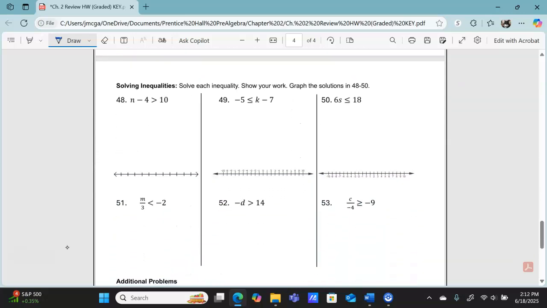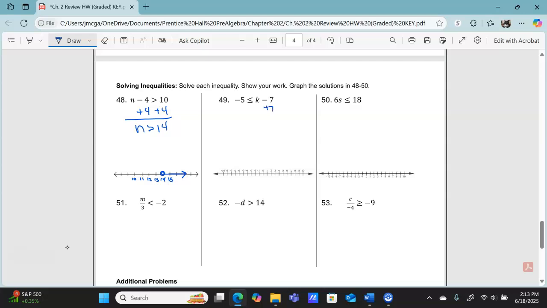Then solving inequalities. Remember that when we solve inequalities, if we multiply or divide by a negative, we have to change the direction of the inequality. But with addition and subtraction, we don't have to worry about it. So we're going to get n is greater than 14. So I'm going to do 10, 11, 12, 13, 14, 15. So an open circle and this way.